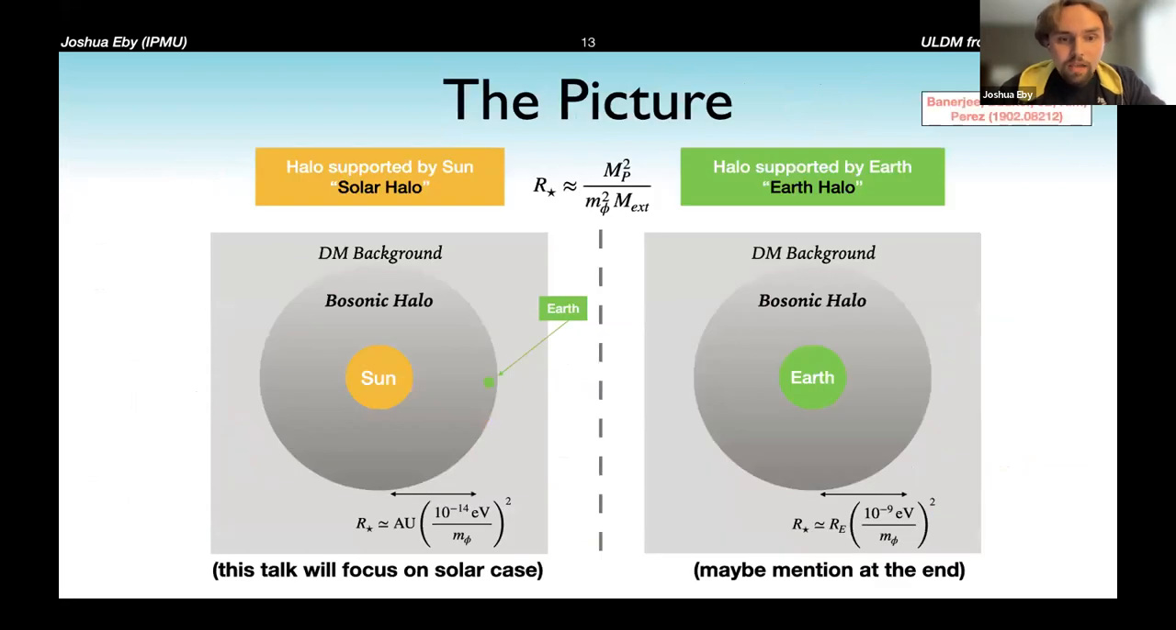So in this slide, you get the parametrics of what we're looking at. For a bound state around the sun, we generically want its size to be at least an AU, because that's where we could easily detect it on Earth. In that case, you just need to calculate this gravitational Bohr radius, and you get a simple relationship given in the bottom left of the slide. The radius is at least an AU whenever the mass of the particle is smaller than 10 to the minus 14 eV. So that's the kind of mass range we're interested in, a few orders of magnitude below 10 to the minus 14 eV, and somewhat higher for the Earth halo.